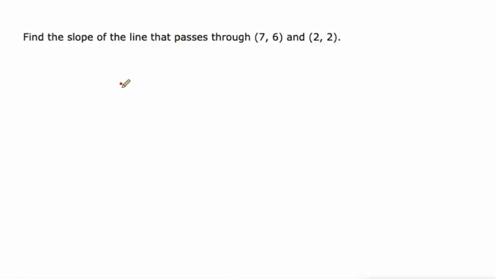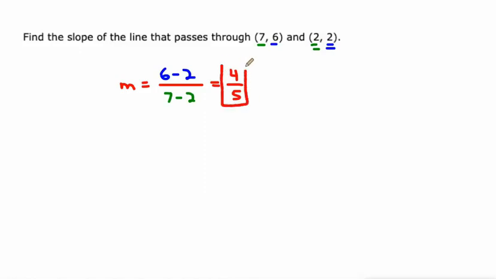What's the slope of a line that passes through these 2 points? Okay. Well, we'll do our change in y, 6 minus 2, over our change in x, 7 minus 2. 6 minus 2, our change in y, is 4. And 7 minus 2, our change in x, is 5. And that's a simplified fraction, so we'll just leave it as 4/5.